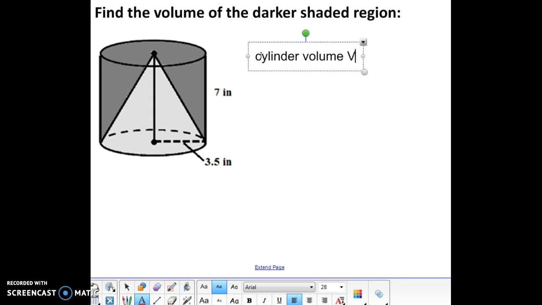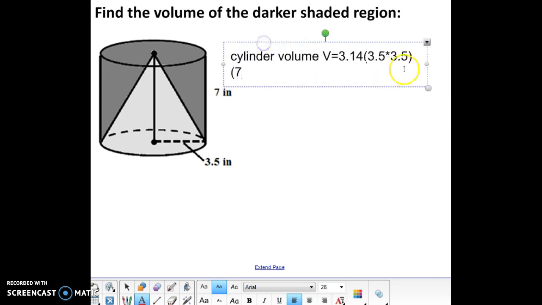is the base area, so the radius is 3.5. So it's pi times 3.5 squared, which is 3.5 times 3.5, times the height. And in this case, the height is 7. Let's slide that over so it actually fits on one line. There we go. The height is 7. So if we multiply that out, we get 3.14 times 3.5 times 3.5 times 7 is 269.3. And we are in inches cubed.